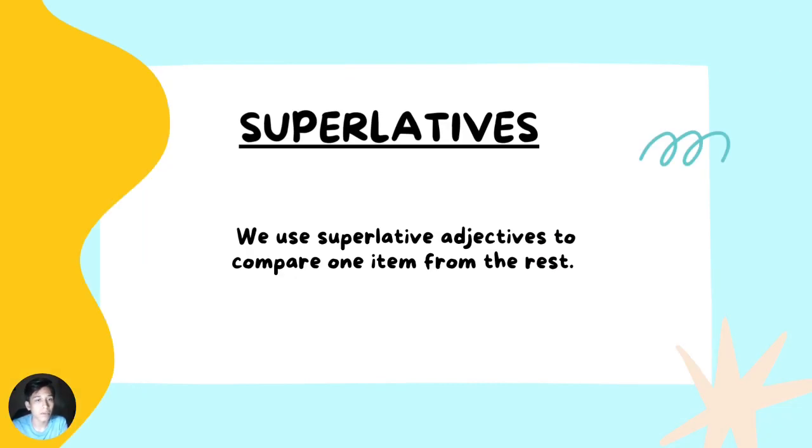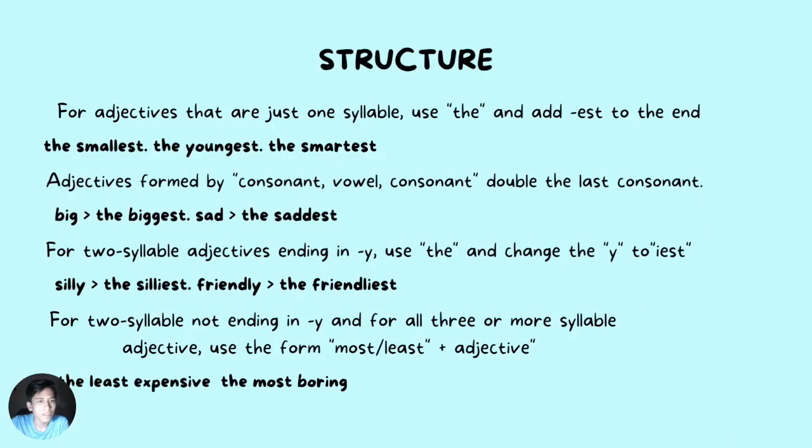Now, talking about the superlatives, we use them to compare one item with the rest. And it follows almost the same structure. For adjectives that are just one syllable, we use the in the beginning and add est to the end of the word. So it will be the smallest, the youngest, the smartest, the fastest.